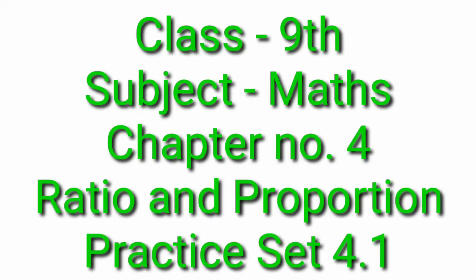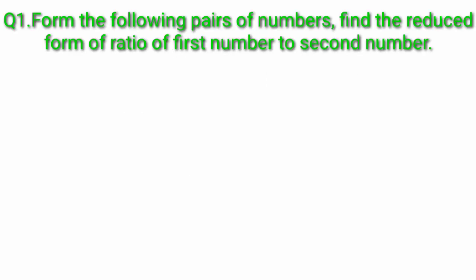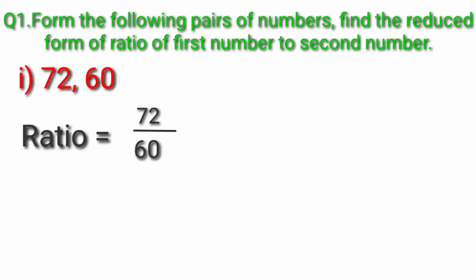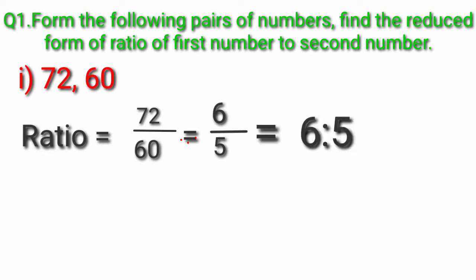Today we will see class 9 subject maths chapter number 4 ratio and proportion practice set 4.1. So question number 1: from the following pairs of numbers, find the reduced form of the ratio of the first number to the second number. So first is 72, 60. So its ratio is equal to 72 upon 60. 12 6s are 72 and 12 5s are 60. So it is equal to 6 upon 5, so the ratio is 6 is to 5.